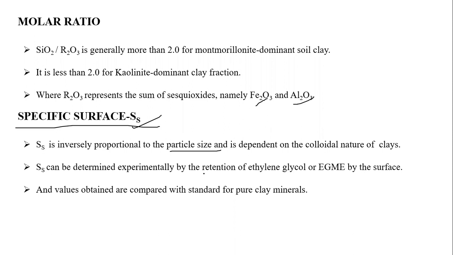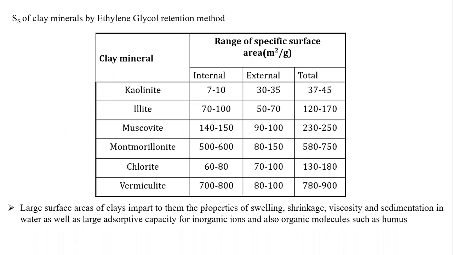This can be determined experimentally by ethylene glycol retention. We have to treat the surface with ethylene glycol, and the value obtained is compared with the pure clay mineral. So after treating and calculating the specific surface area, we can compare with the standard pure clay. Based on specific surface area, internal surface area and molar ratio, these are the few methods used. These are the ranges we get using ethylene glycol retention: internal surface area, external surface area, total surface area.